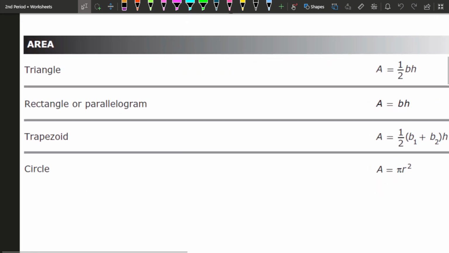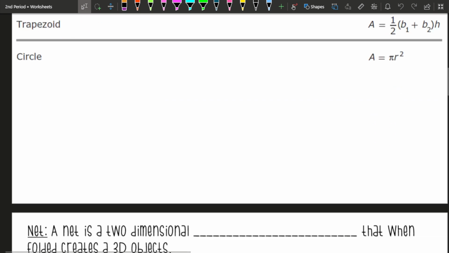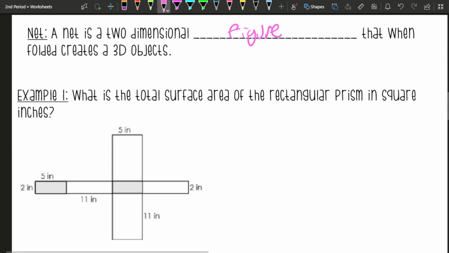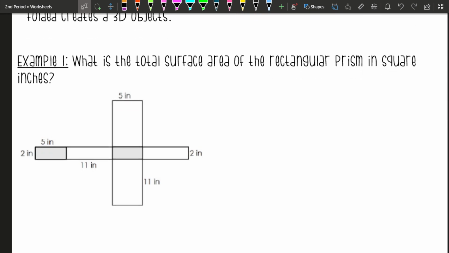So again, we have the formulas for the triangle, rectangle, trapezoid, and circle. And then we have a net, which is a 2-dimensional shape or figure. A net is a 2-dimensional figure that when folded creates a 3D object. Says, what is an example? What is the total surface area of the rectangular prism in square inches?